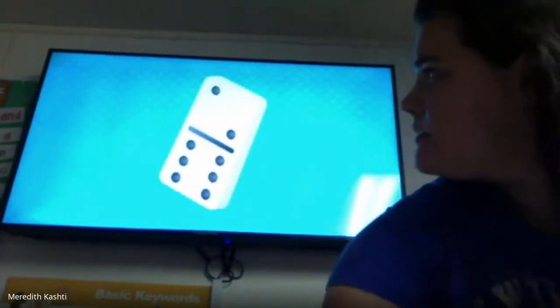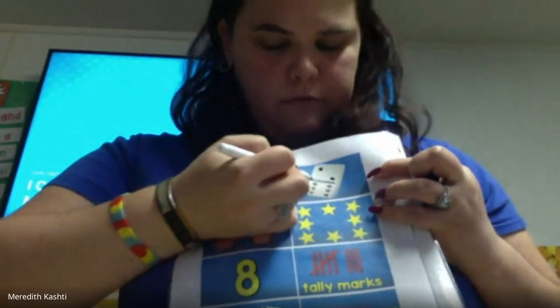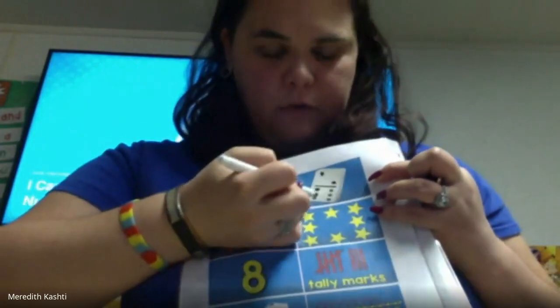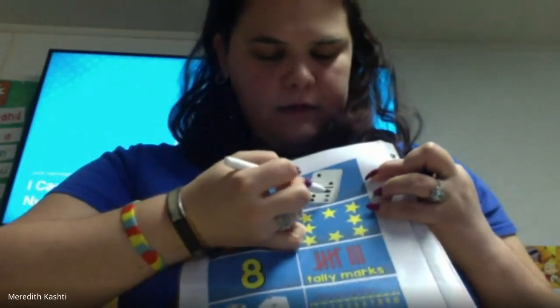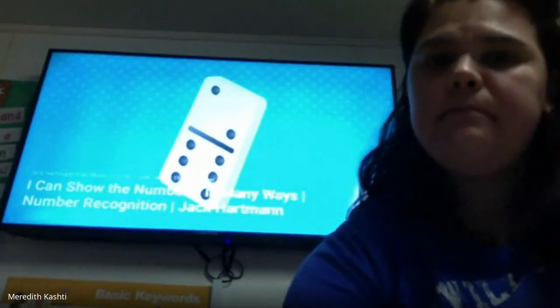Like this. All right, so we're going to count on our domino. So we're going to count 1, 2, 3, 4, 5, 6, 7, 8. You're going to count each dot one time. Eight.